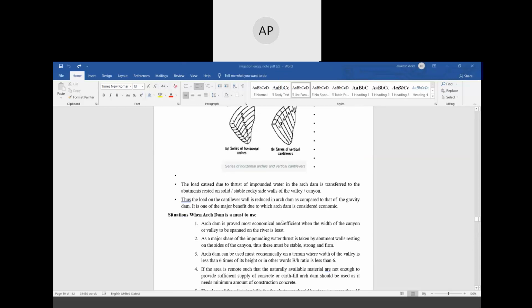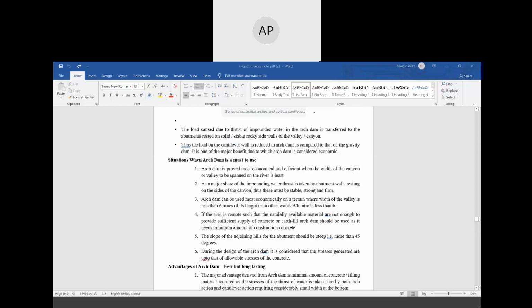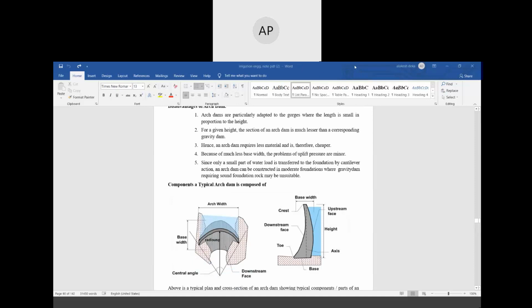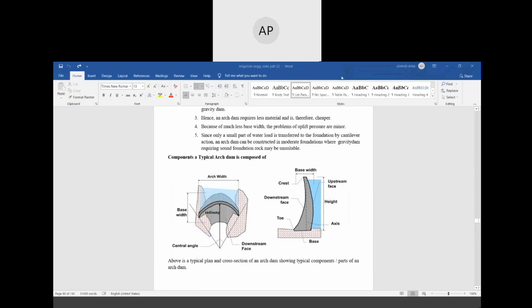Okay, this portion is the location of an arch dam, advantages, disadvantages. These things are important. Yes, in this figure, these are the components of an arch dam, which is very, very important. Okay. So an arch dam has an arch-like structure. This is the base width. This is the arch width. This is, and there is one radius. So there is a central angle. And this is the downstream face. This is the upstream face.